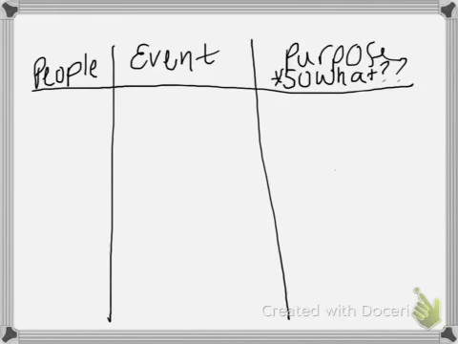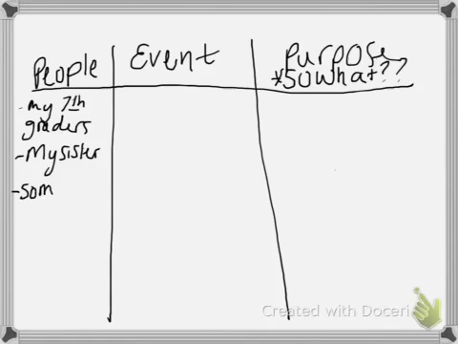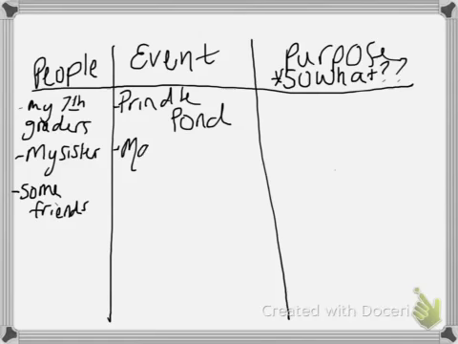So I'm going to show you an example from a narrative that I'm currently working on. And the people that are in this narrative are my 7th graders, my sister, and some friends. And the event that I've chosen to write about is Prindle Pond last year, and the fact that the Monday that we left for Prindle Pond was the same day as the marathon bombings, and sort of the series of events and what took place during that day for me.